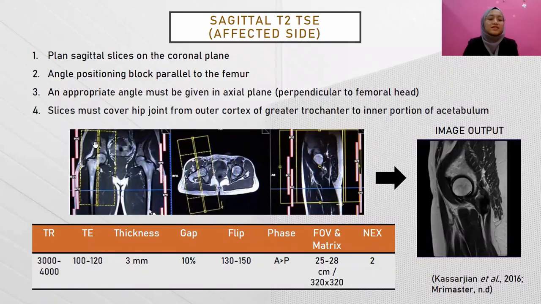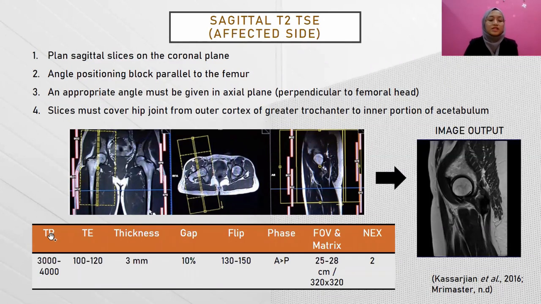Okay, first plan the sagittal slice on the coronal plane, angle the positioning block parallel to the femur, and an appropriate angle must be given in the axial plane so that it is perpendicular to the femoral head, and the slice must cover the hip joint from the outer cortex of the greater trochanter to the inner portion of the acetabulum.